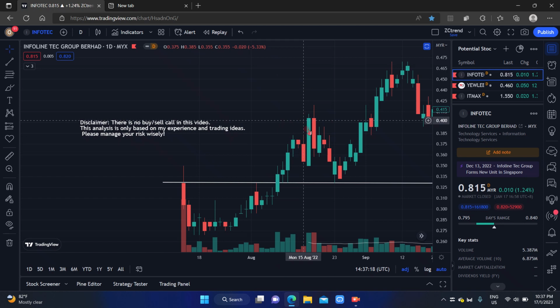Step 2, be patient. Wait for the retracement back to the resistor neckline, which now turns into a support neckline. If it can retrace nicely and stand above the neckline for a few days, this means that this is a super point for us to enter to ride a continuous uptrend for the IPO stock.